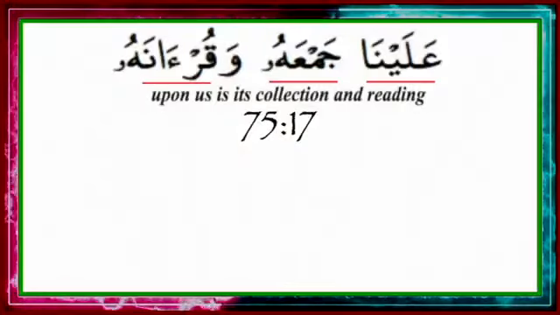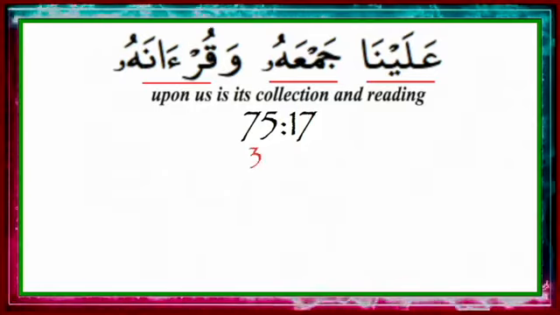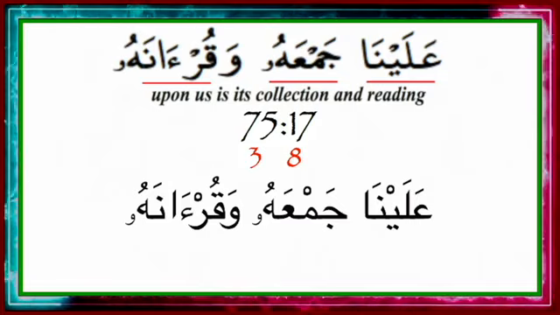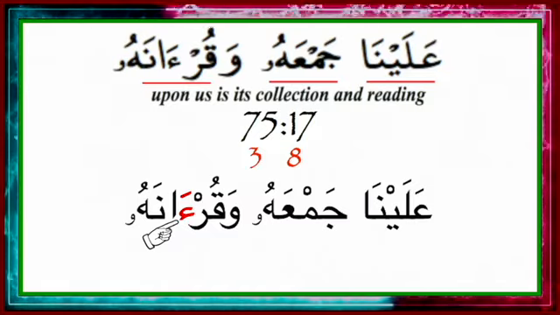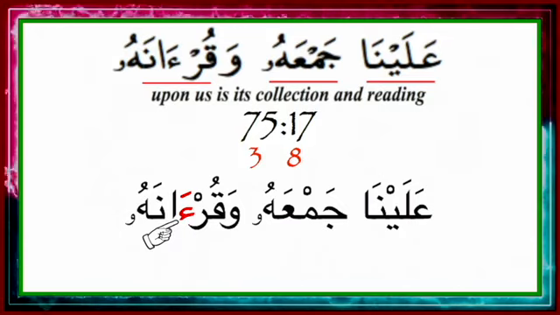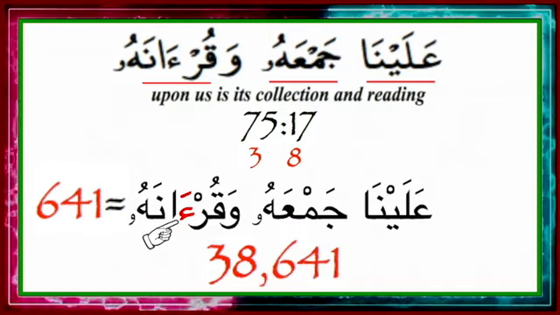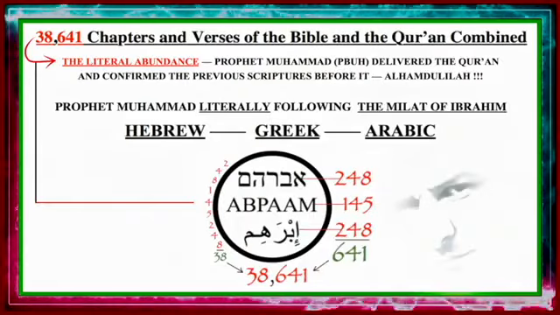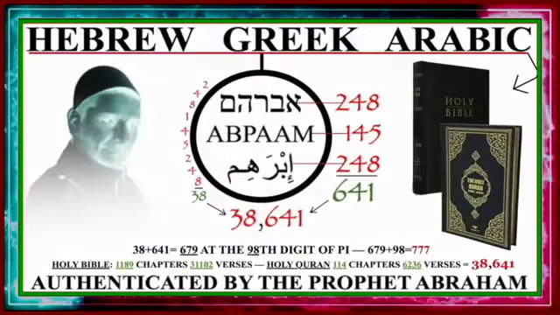Going back to those 3 Arabic words in chapter 75, verse 17. The 75 is reduced down to 3, and the 17 reduced down to 8, so we make 38. Look at the 3 Arabic words. Which one of these letters does not belong to the 28-letter Arabic alphabet? If you said the Hamza, then you are correct. Lift the Hamza, not remove, but lift to see what it unveils. So by lifting the Hamza from the word, now we have a value of 641. So 38 from chapter and verse and 641 from the 3 Arabic words. We get 38,641. 38,641 is the total chapters and verses of the Bible and the Quran combined, authenticated by Abraham.